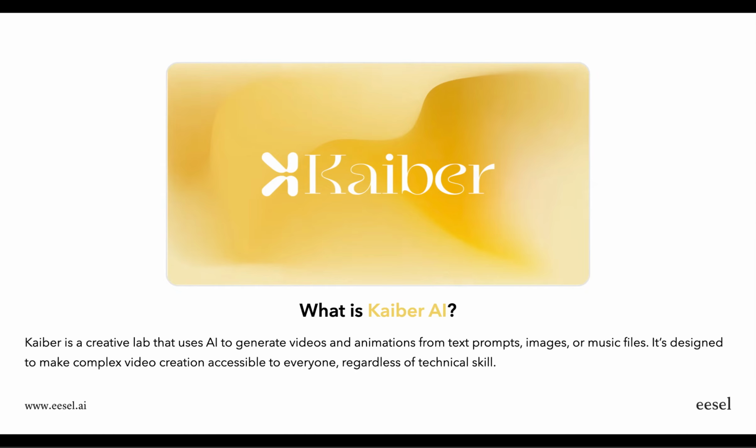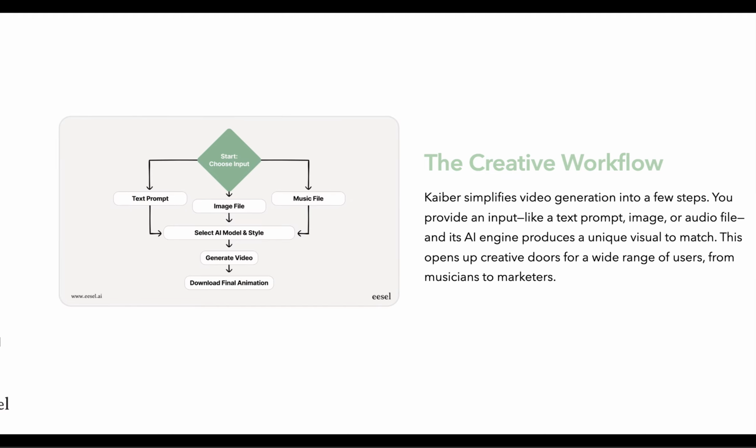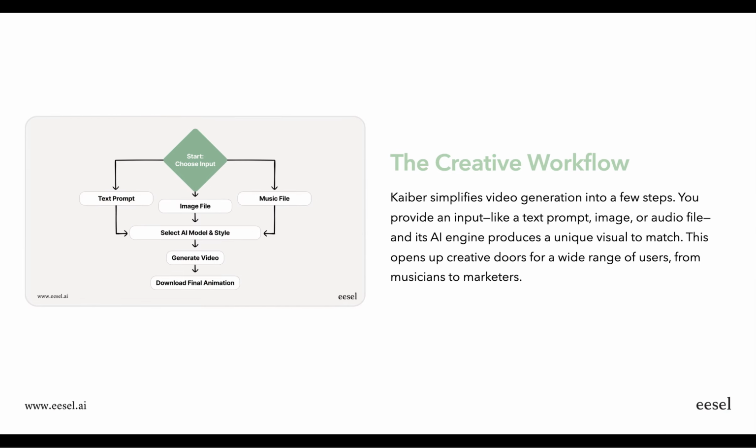Think of it as a creative lab where you can turn a simple text prompt, an image, or even a song into a unique animation, making complex video creation accessible to just about anyone. Here's a look at how that creative process works in practice. You start with an input, like a photo or a line of text, and Kaiber's AI engine gets to work generating a unique visual that matches your vision. It really simplifies what used to be a very complex workflow.